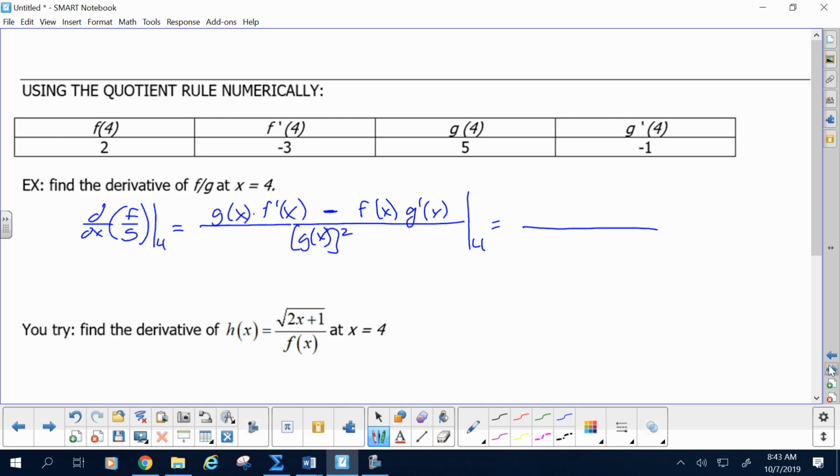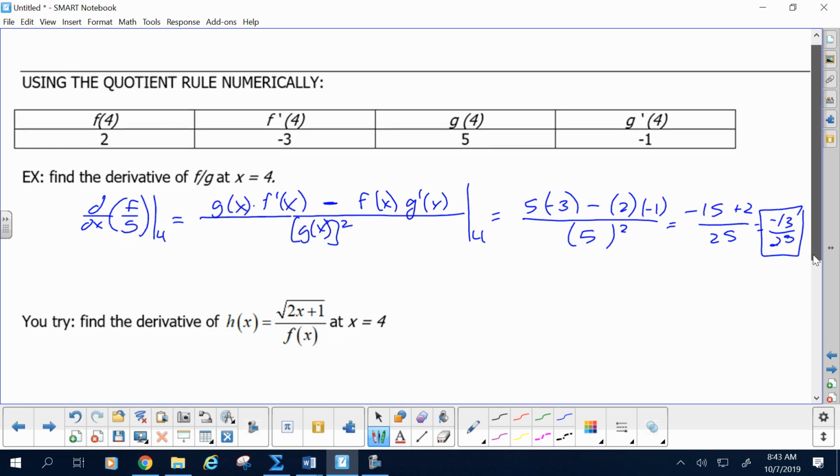Then I'm going to go to the table. G at 4 is 5. F prime at 4 is, minus F at 4, G prime at 4, over the square of what? 5. Okay, so I'm getting negative 5 plus 2 over 25. So my answer is negative 13 25ths. Do you agree? Okay. Try one on your own then.